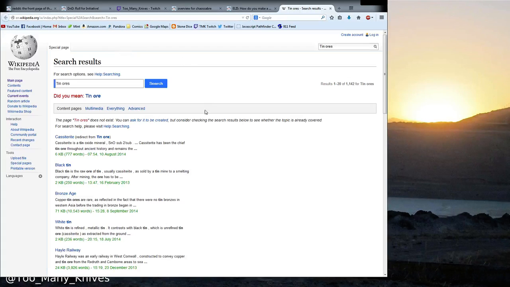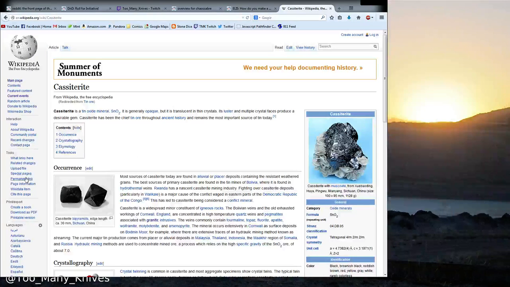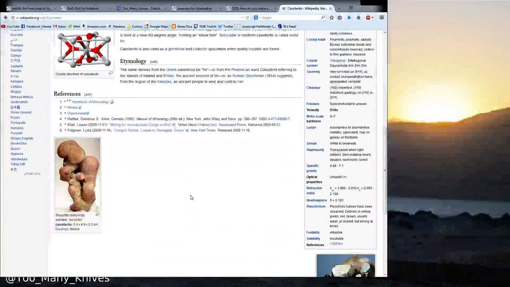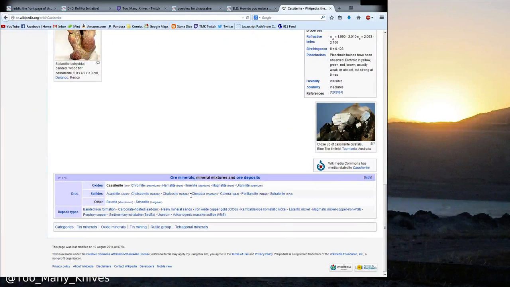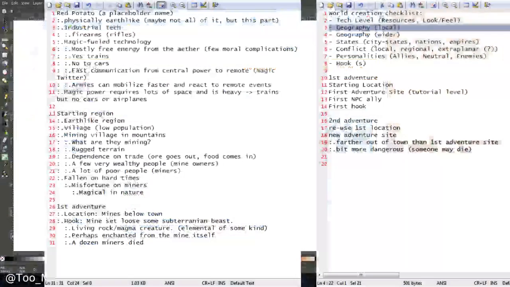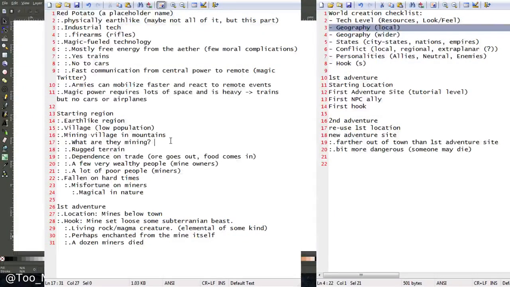So I'm going to check Wikipedia for ores that contain tin. To add a bit of realism to our mine here, when we describe to people what this is, it doesn't hurt to look up some things like gemology and things like that. So we are a cassiterite mine. So that is what Red Potato is. Red Potato is a cassiterite mine.